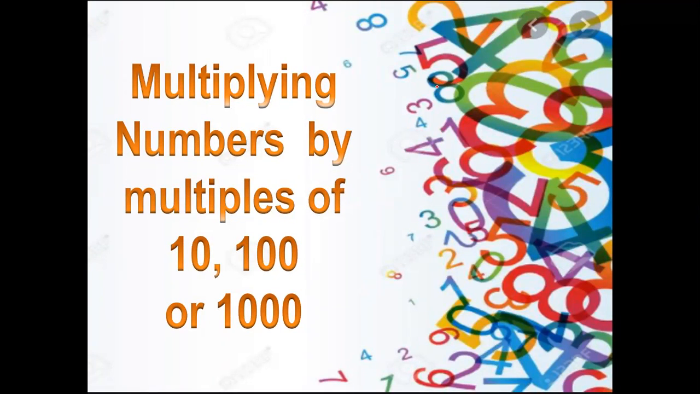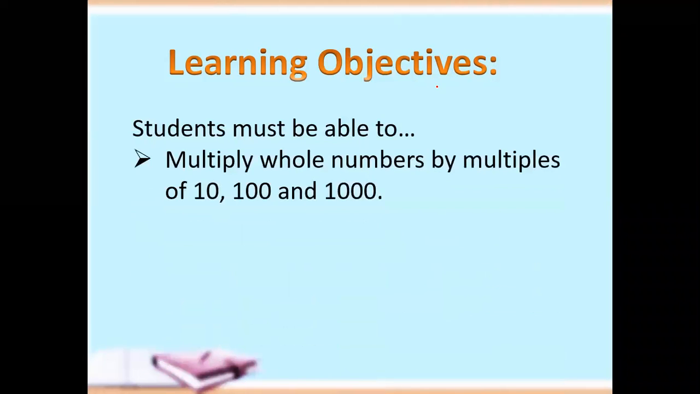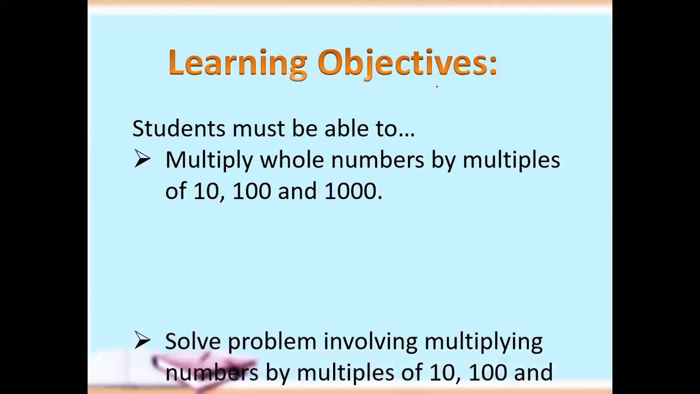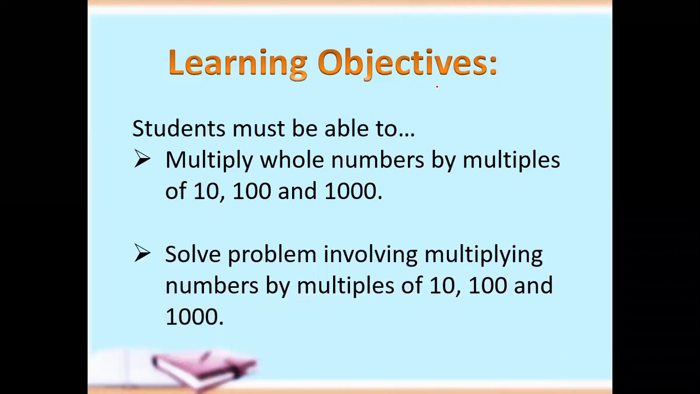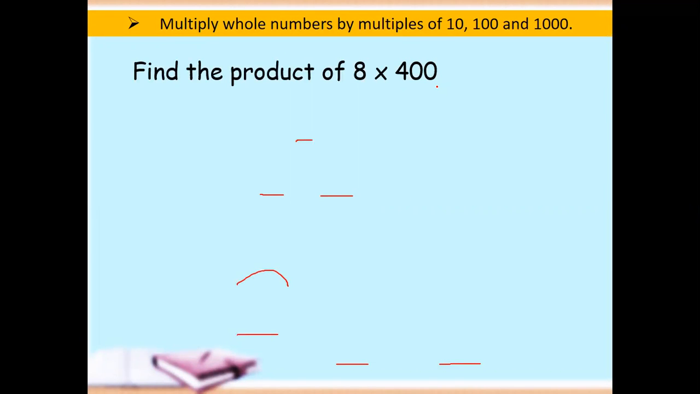Okay. Our lesson for today is all about multiplying numbers by multiples of 10, 100, or 1000. Our learning objectives are to multiply whole numbers by multiples of 10, 100, and 1000, and you need to know how to solve problems. Okay? Now, let's take a look at the first example.